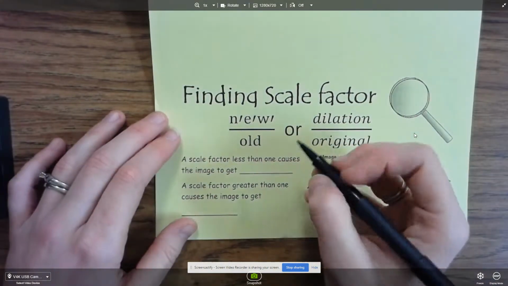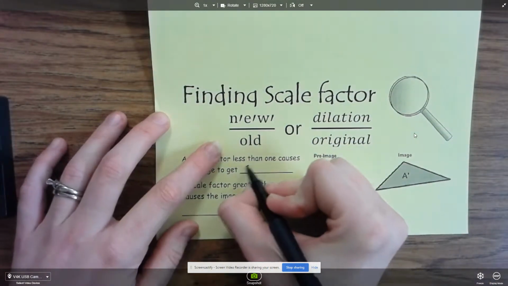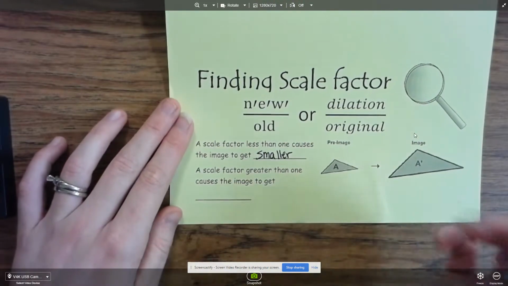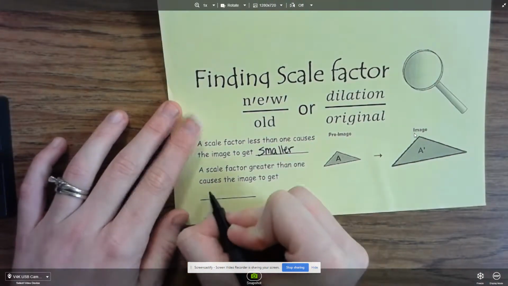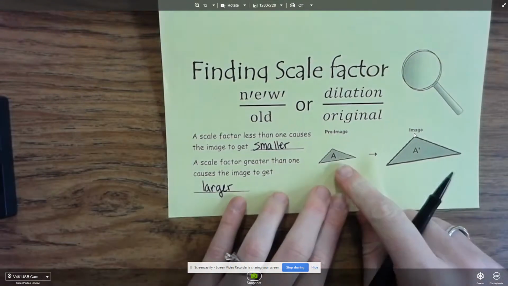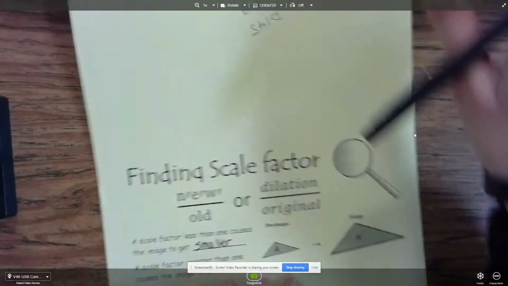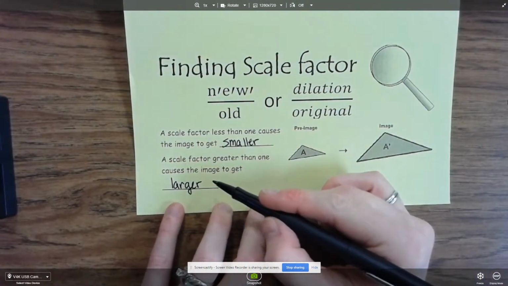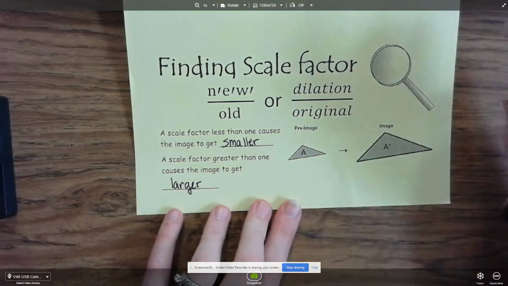And we wrote new this way so you can remember that the prime marks or the apostrophes indicate your image. So a scale factor less than 1 causes the image to get smaller, and a scale factor greater than 1 causes the image to get larger. And so that's one way that you can check. If you know that the image gets bigger, you know that your scale factor should be greater than 1.